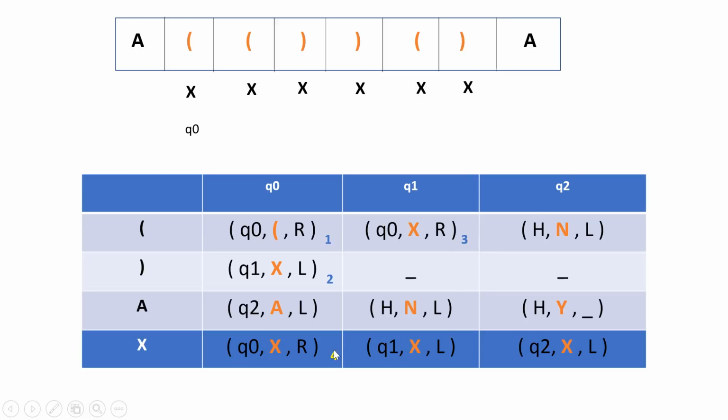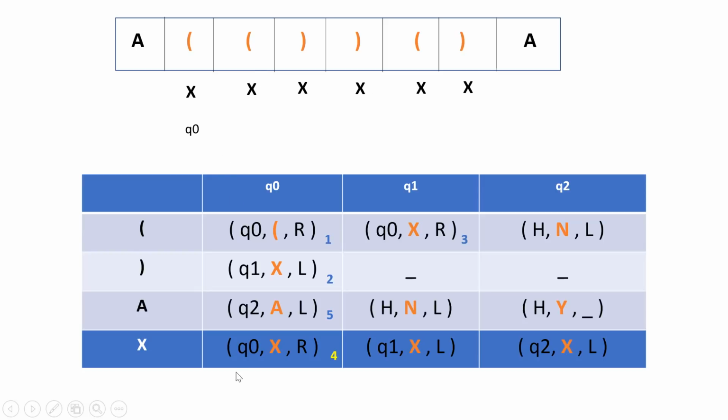So Q naught XR says that if you see an X, that means those are the processed things. So just keep moving right in state Q naught until you see right parentheses or left parentheses. So now let's see what happens when you're moving left in Q2. So in Q naught, we move right, and in Q2 we move left.